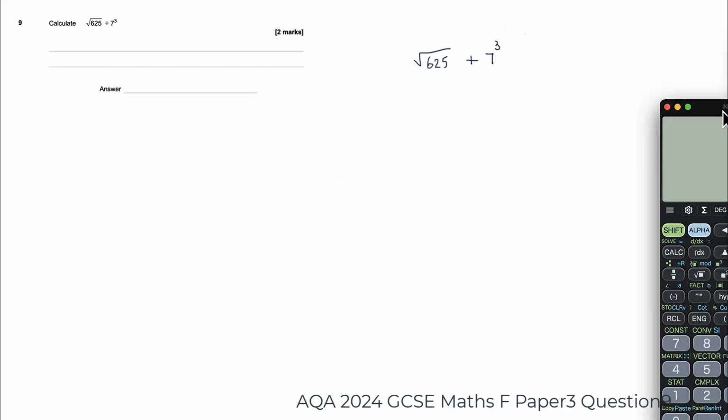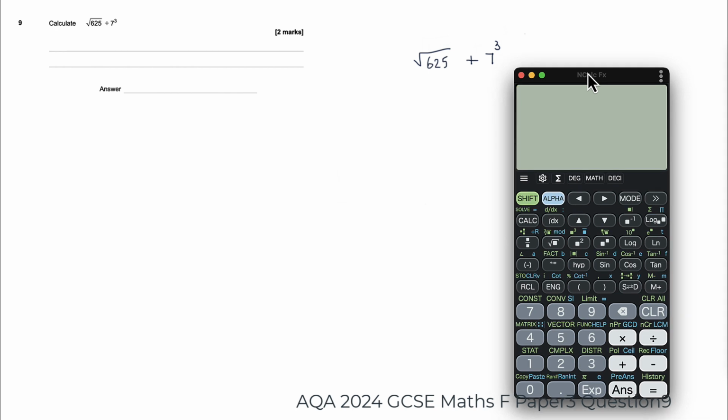So here we have question 9, and we're asked in this question to calculate the square root of 625 and then add 7 cubed, 7 to the power 3. So this is definitely a calculator question, so let's bring on the calculator.